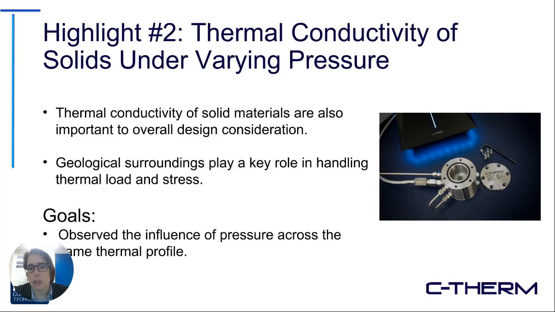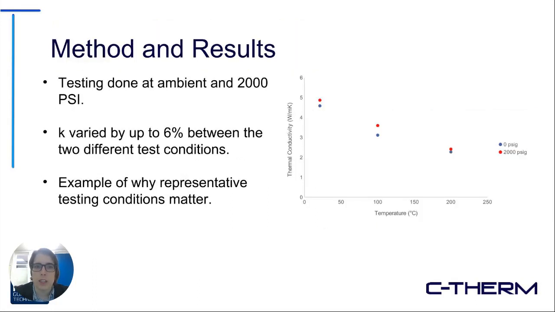For thermal conductivity of solid materials, pressure can play an important role if the material is, for example, porous, or if it is in some way compressible, so that its properties might change as a function of the pressure of its environment. Therefore, we can control the pressure of its ambient environment and see how that affects the thermal properties of the material.